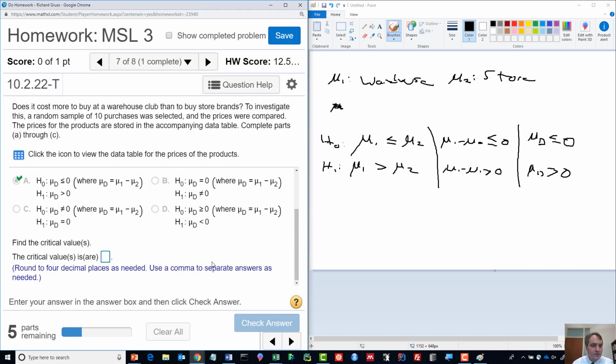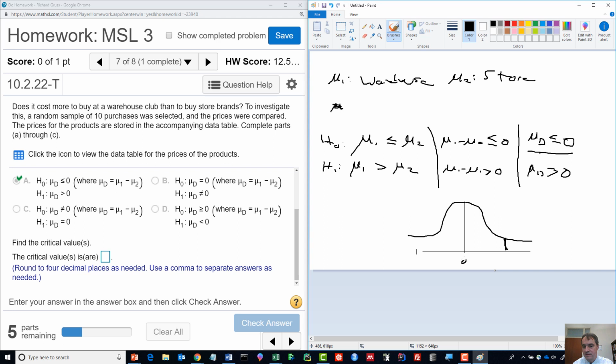Okay, so now the critical values. Notice that our null hypothesis has to do with the direction. We're only interested in a rejection region on one side, particularly on the right. If we get something far enough out here, we can definitely reject the idea that it's less than or equal to 0.